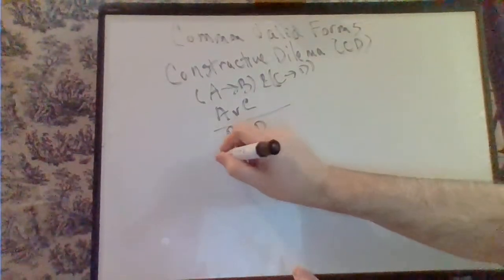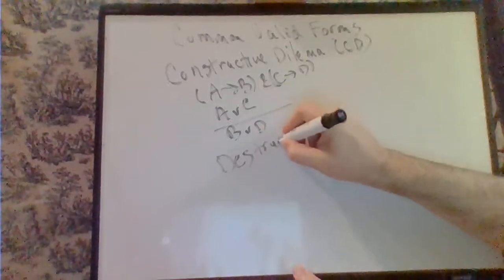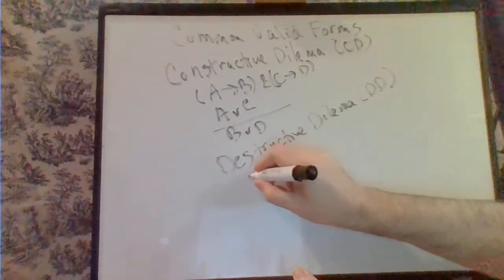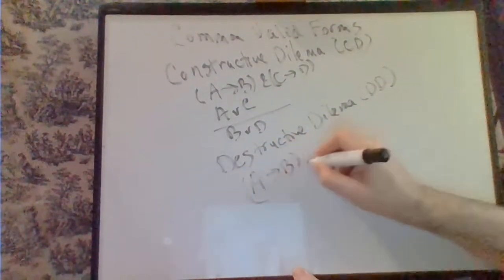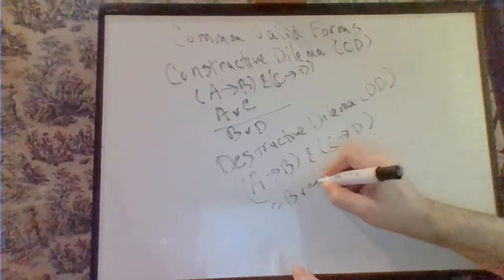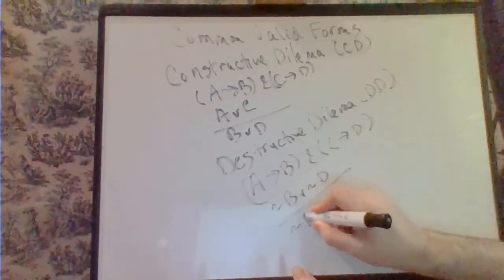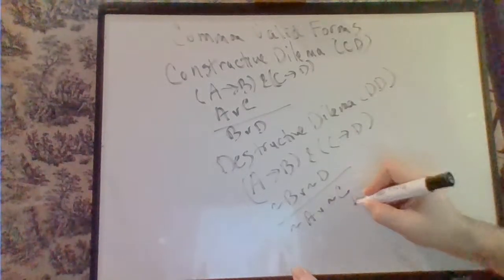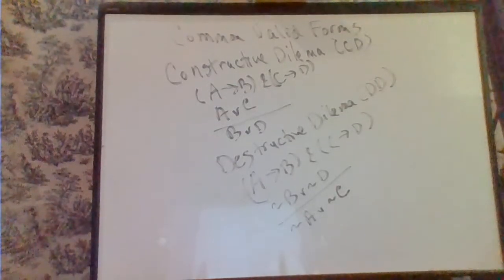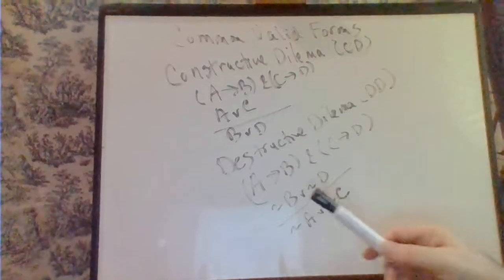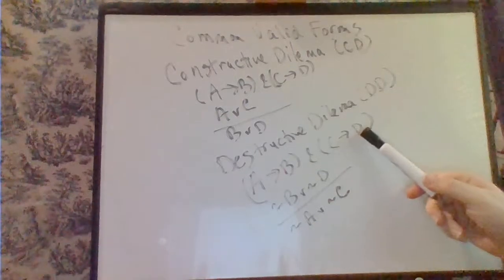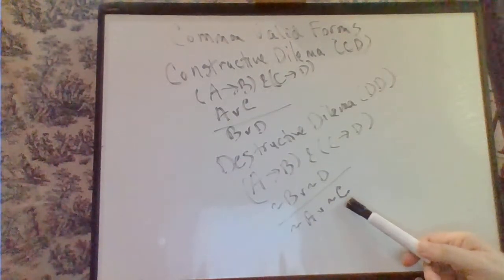And then we have what's called a destructive dilemma, DD, which is if A, then B, and if C, then D, not B or not D, therefore not A or not C. Okay. And so the destructive dilemma is basically an extension of modus tollens. So you can kind of see your Modus Tollens forms here. If A, then B, not B, therefore not A. If C, then D, not D, therefore not C.